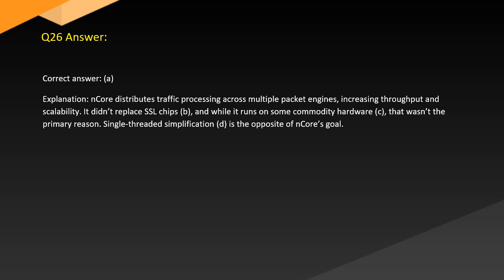Answer. Correct answer: A. Explanation. Encore distributes traffic processing across multiple packet engines, increasing throughput and scalability. It didn't replace SSL chips, B. And while it runs on some commodity hardware, C, that wasn't the primary reason. Single-threaded simplification, D, is the opposite of Encore's goal.